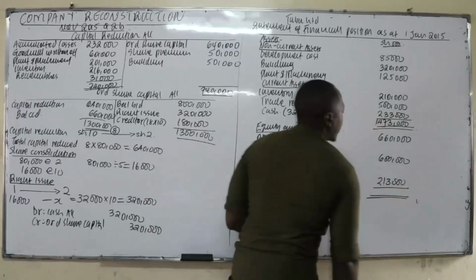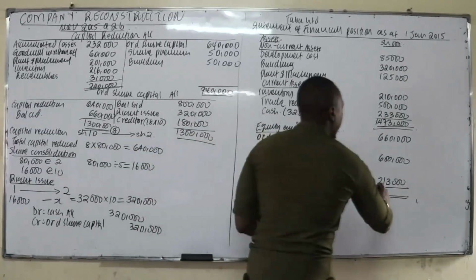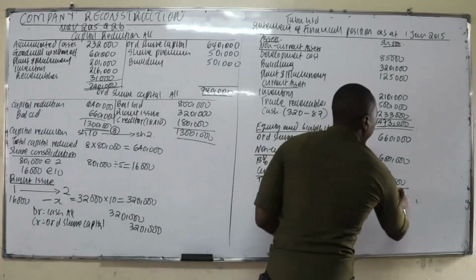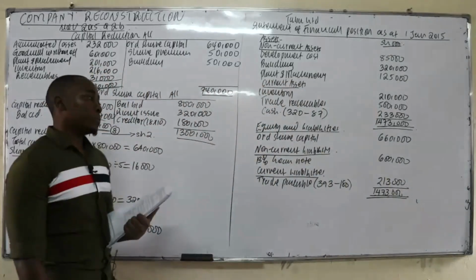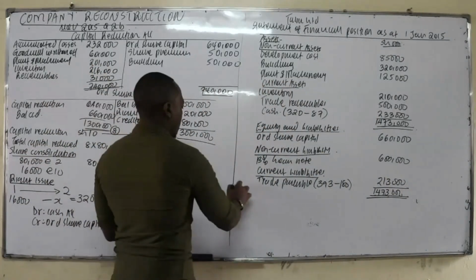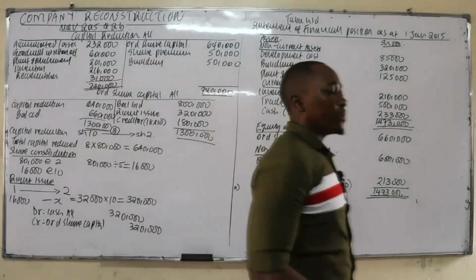Give me the total equity and liabilities. You get 1470. Good. That's how it will look. Now let's go to note number 7. Note number 7.